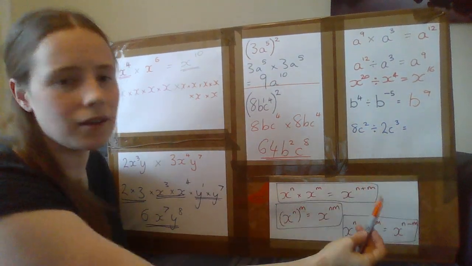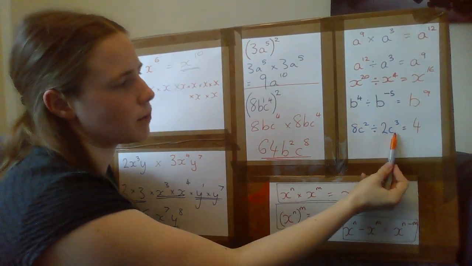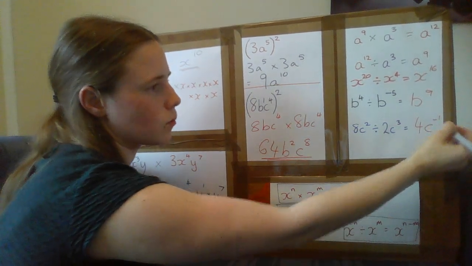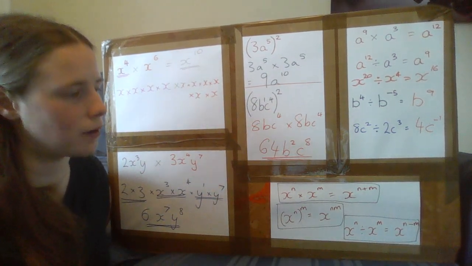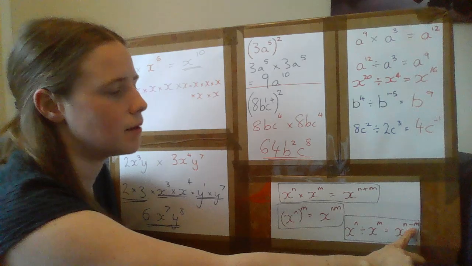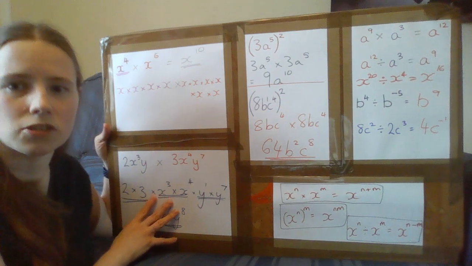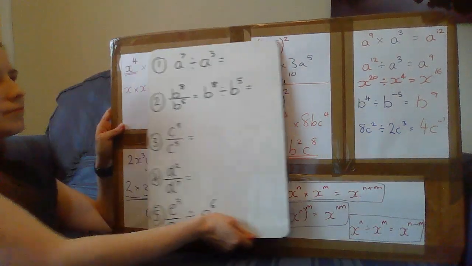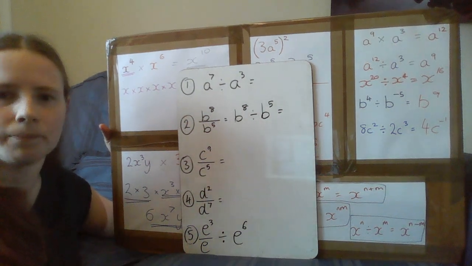If I've got numbers in as well, you can just do 8 divided by 2, which is 4. And then I need to do c squared divided by c cubed. So I need to do 2 minus 3, which comes out as c to the minus 1. Okay, so 4c to the minus 1 for that one. So the rule for this is subtract the powers. If you want a rule for that, x to the n divided by x to the m equals x to the n minus m. As long as the bases are the same, you can just subtract the powers. Here are some questions to do on division. So pause the video and have a go, and then play when you're done, and I'll go through them.